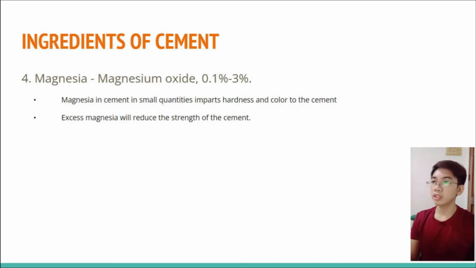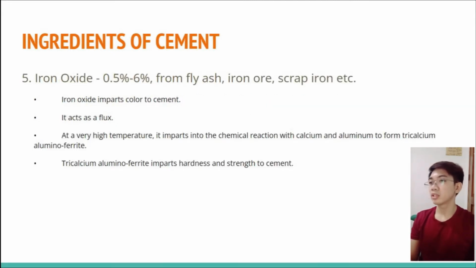Magnesia in cement in small quantities imparts hardness and color to the cement. Excessive magnesia will reduce the strength of the cement. The fifth component is iron oxide, which ranges from 0.5 to 6%, and is obtained from fly ash, iron ore, scrap iron, etc. Iron oxide imparts color to the cement.